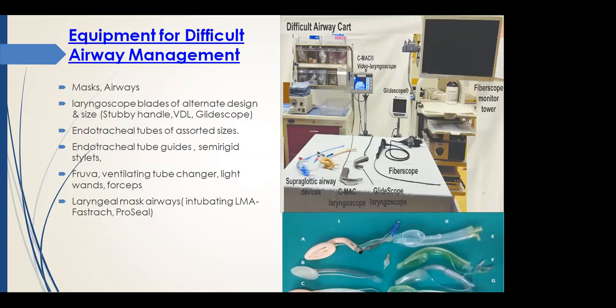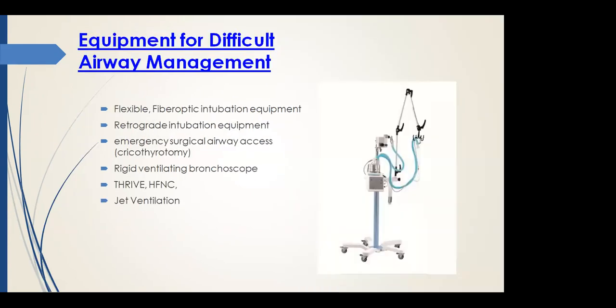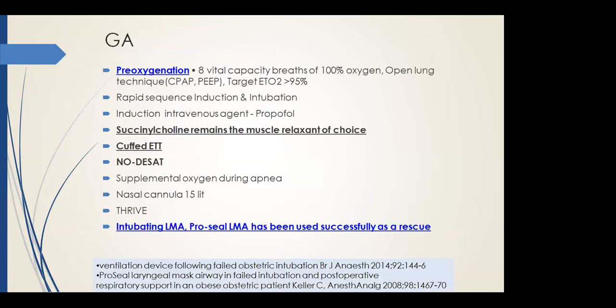Difficult airway cart preparedness, which should include a variety of masks, airways, stubby handle, video laryngoscope, flexible fiberoptic, bougie, and laryngeal mask airway with gastric drainage, that is the ProSeal LMA and intubating LMA, are absolutely essential. Flexible fiberoptic, emergency cricothyrotomy set and high flow oxygen delivery equipment like THRIVE, HFNC, and jet ventilation should be kept ready.